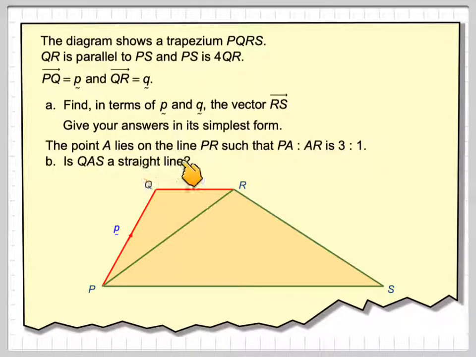The point A lies on PR such that the ratio of PA to AR is 3 to 1. And the question is, is QAS a straight line?